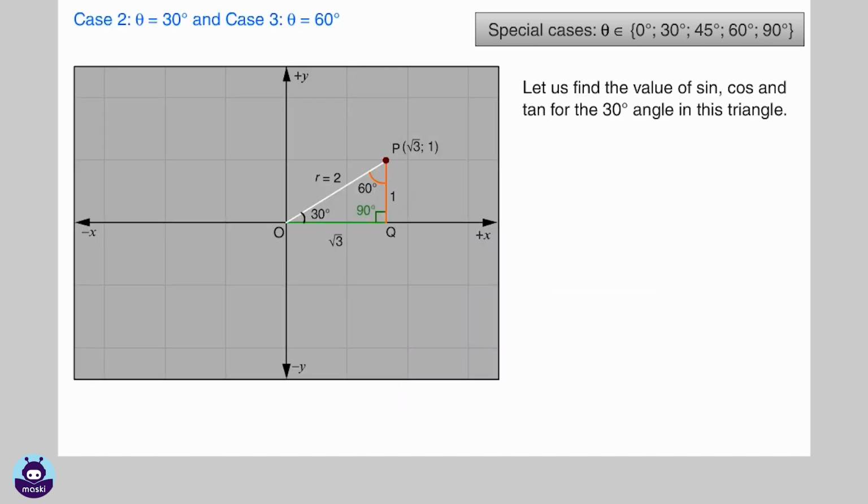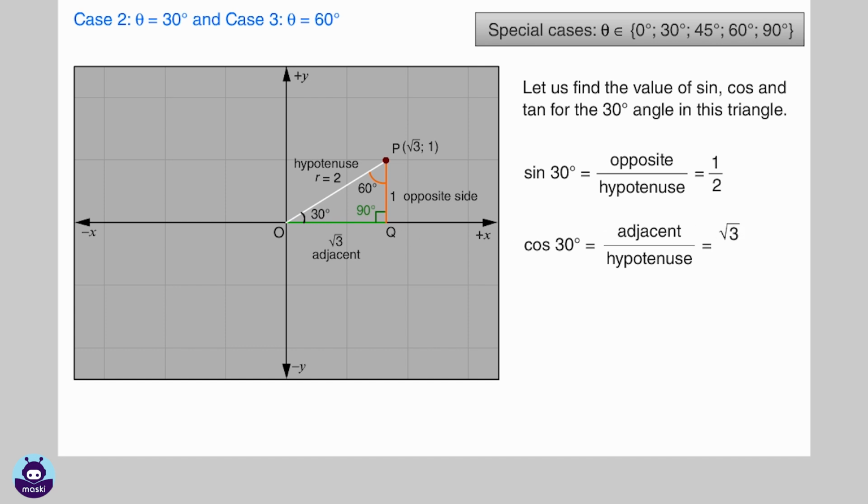Let us find the value of sine, cos, and tan for the 30-degree angle in this triangle. With respect to the 30 degrees angle, side PQ is the opposite side and measures 1 unit. Length of the adjacent side, OQ, is √3 units, and the hypotenuse, OP, measures 2 units. We can now calculate the trigonometric ratios as sine 30 degrees equals 1 over 2, cos 30 degrees equals √3 over 2, tan 30 degrees equals 1 over √3.